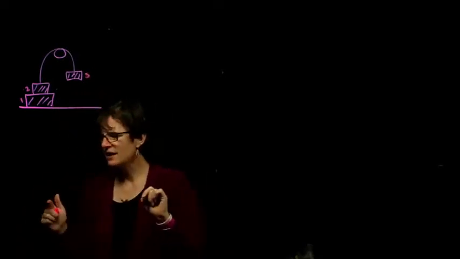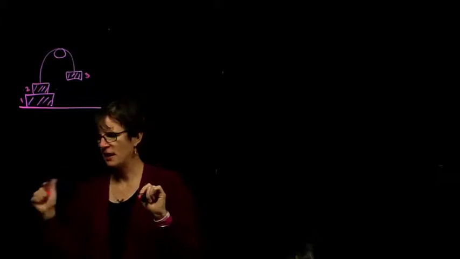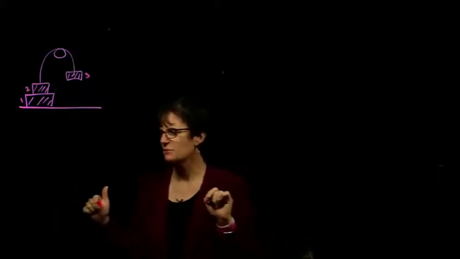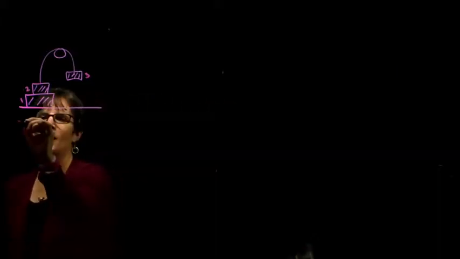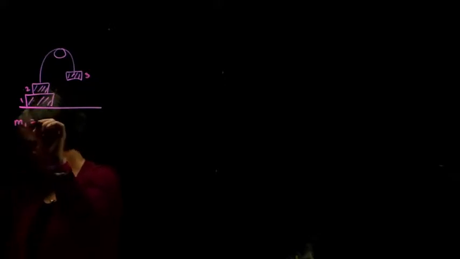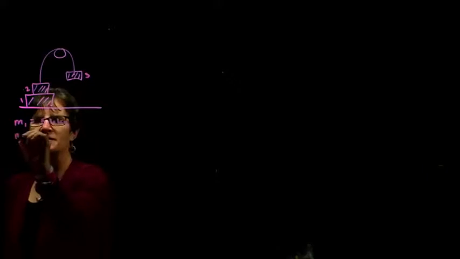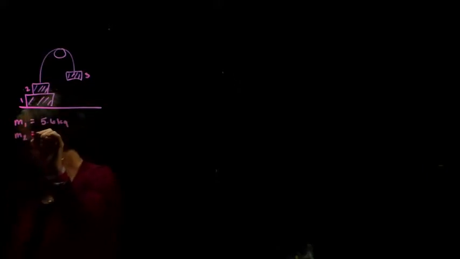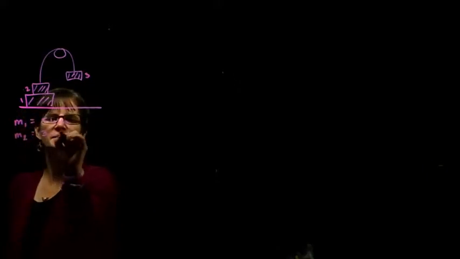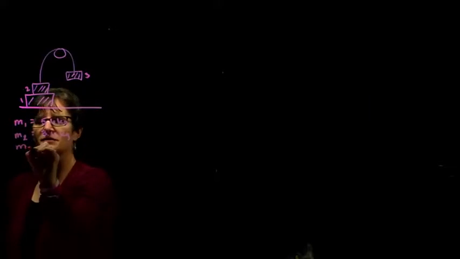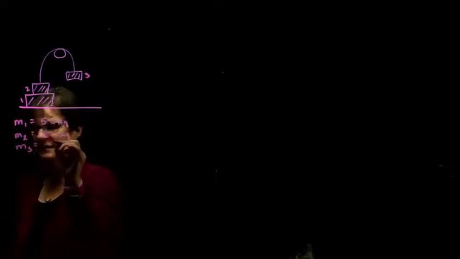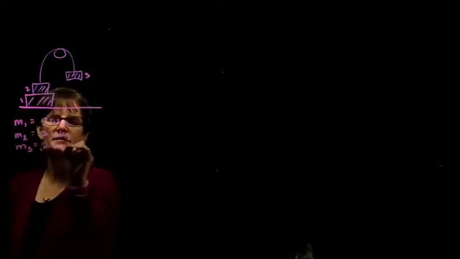All right, one end of box 3. Okay, the masses of the 3 boxes are, the mass of box 1 is equal to 5.6 kilograms. The mass of block 2 is equal to 3.6 kilograms. And the mass of block 3 is equal to 2.9 kilograms.